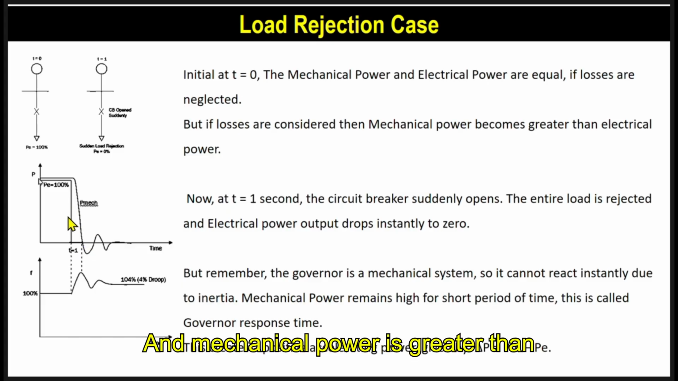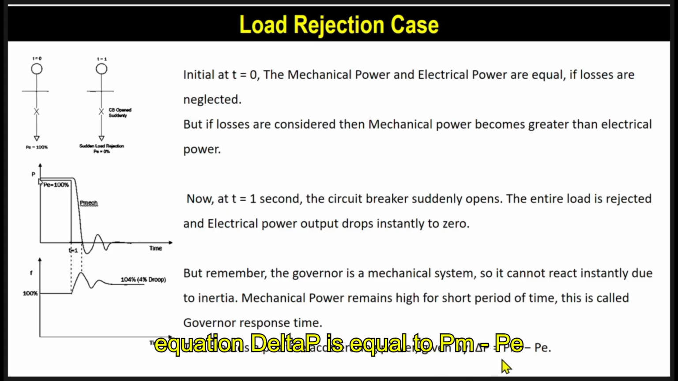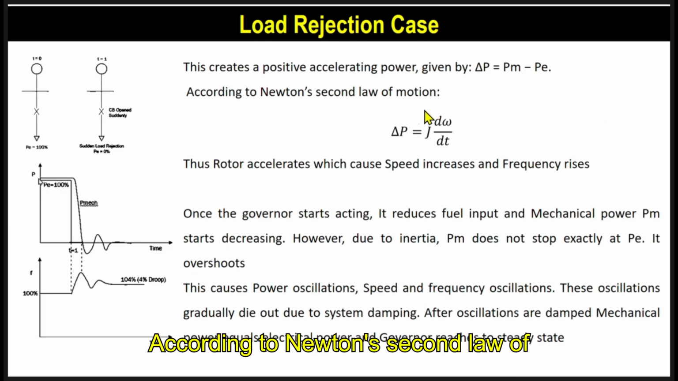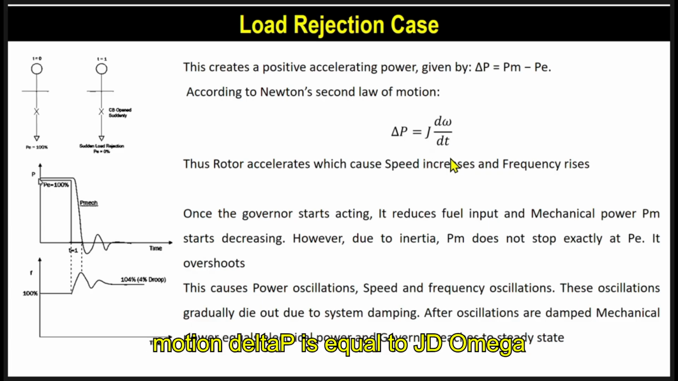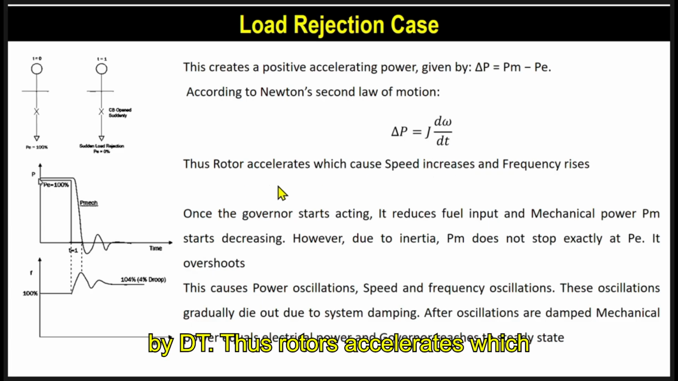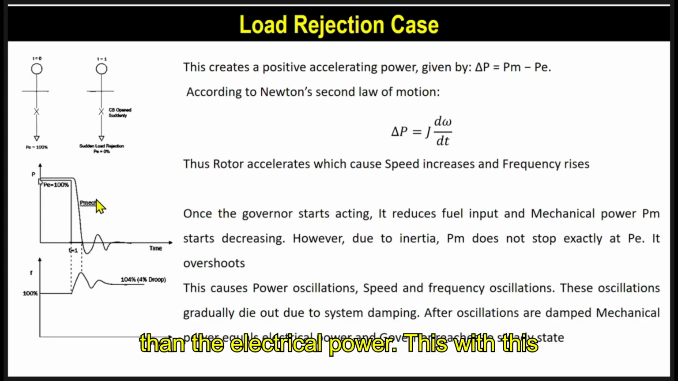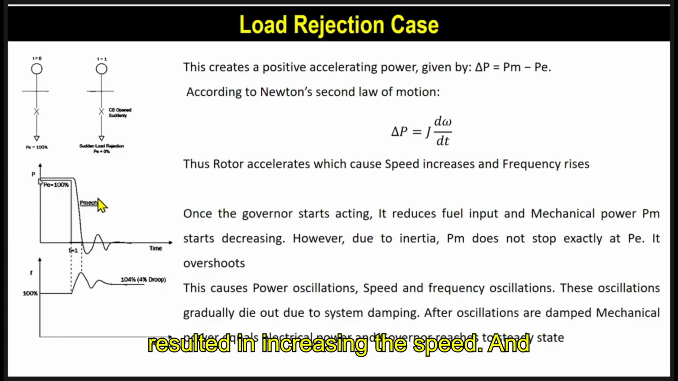When mechanical power is greater than the electrical power, this creates a positive accelerating power by the equation delta P equal to Pm minus Pe. According to Newton's second law of motion, delta P is equal to J d omega by dt. Thus, the rotor accelerates, which causes speed and frequency to increase. As mechanical power is greater than the electrical power, positive acceleration occurs, which results in increasing speed and in turn increasing frequency.